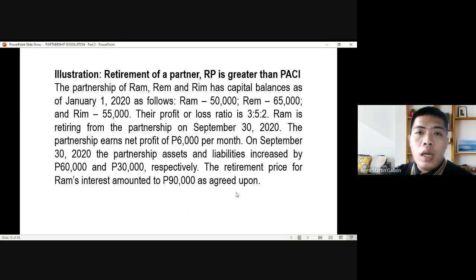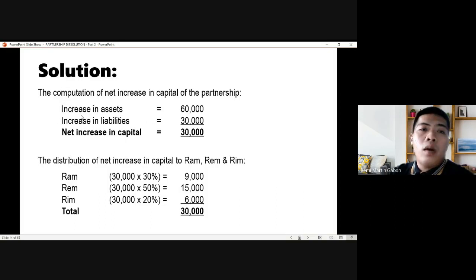Okay? So to account for the retirement, compute first for the net increase in the capital of the partnership, that would be 30,000. So the 60,000 increase in asset versus the 30,000 increase in liabilities, the increase in net capital is 30,000. So the 30,000 will be shared or distributed by the partners respectively on their account and ratio: 9,000, 15,000, and 6,000 respectively to RAM, REM, and RIM.